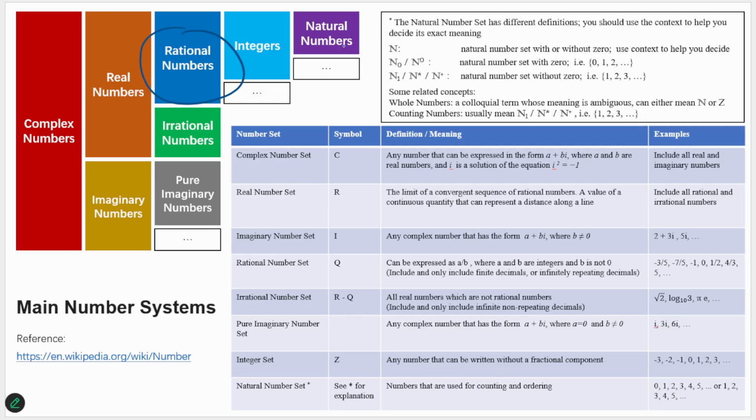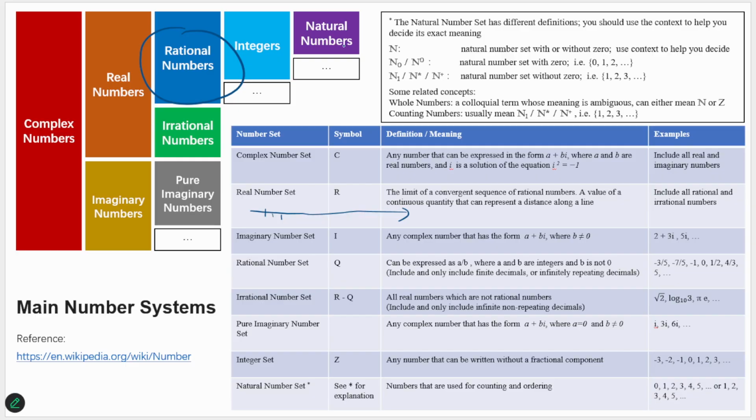And a larger number set is called real numbers. Real number is a limit of convergent sequence of rational numbers, a value of a continuous quantity that can represent the distance along a line. So that means real numbers correspond to the different points on the number axis. So by default, in this course, we only consider problems in the real number set. We do not touch the imaginary numbers or the larger set complex numbers. Real numbers is a type of complex numbers, but without the imaginary part.